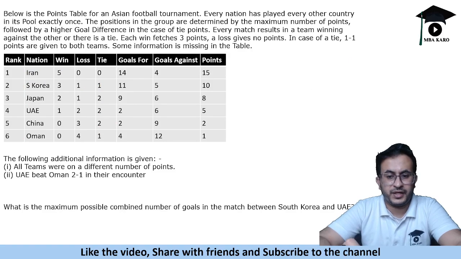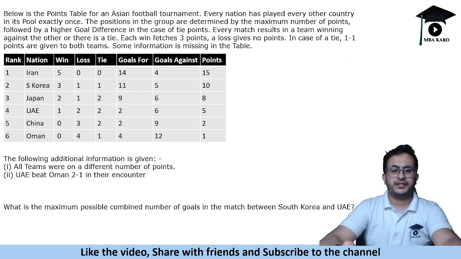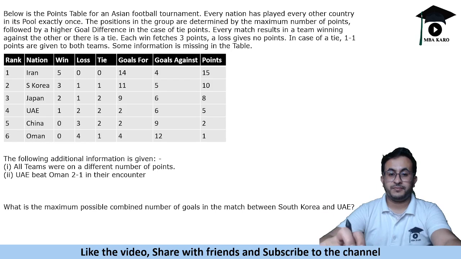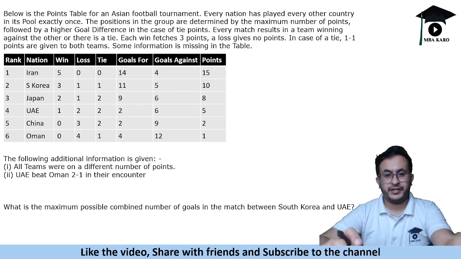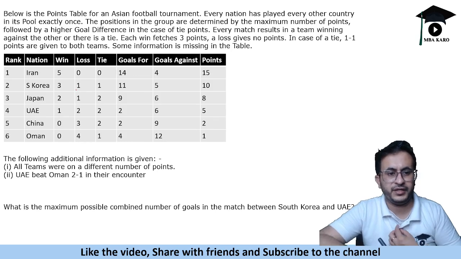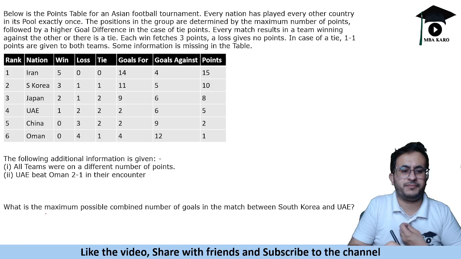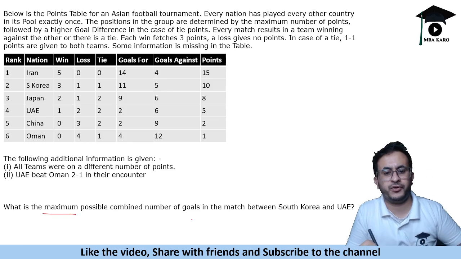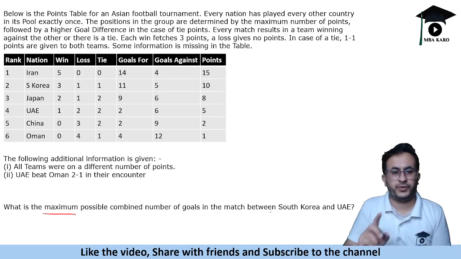Alright, let's look at the next question. It says, what is the maximum possible combined number of goals in the match between South Korea and UAE? Good question to think about: what can be the maximum combined number of goals between South Korea and UAE?